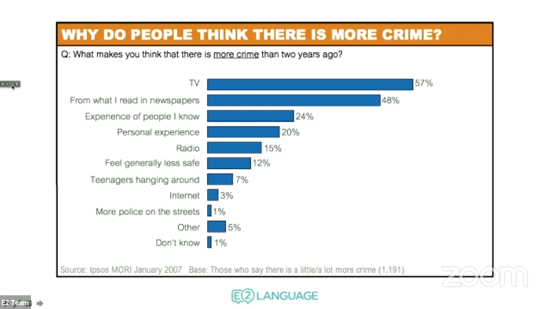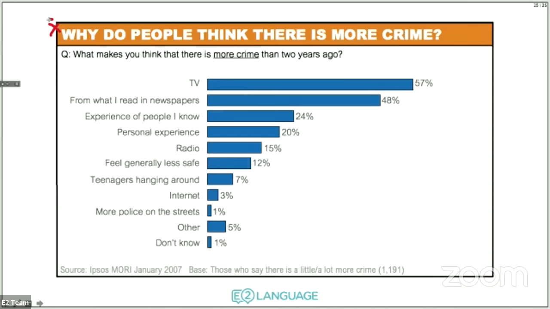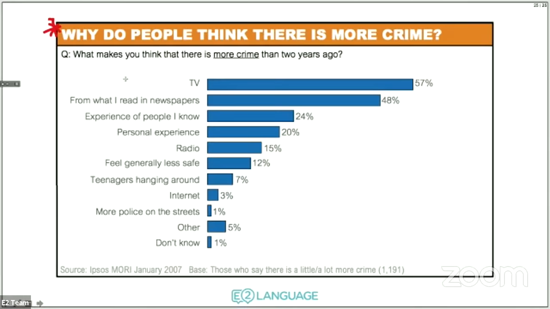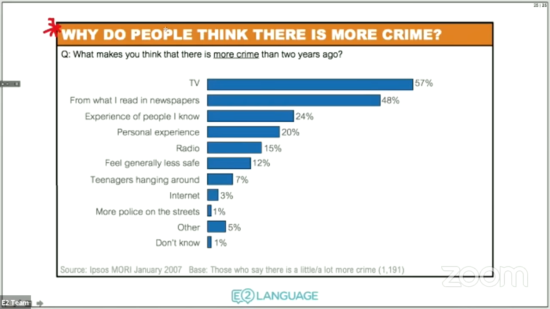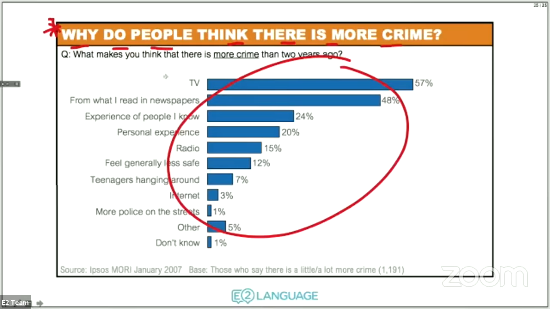Cool. One of the things that you would have noticed is that the title, you can't just read that title because this bar graph represents why do people think there is more crime. No, you can't do that. So oftentimes in PTE Describe Image, you have to rearrange the title so it makes grammatical sense. So instead of saying, this bar graph represents why do people think there is more crime, which doesn't make sense, you'll say, this bar graph represents the reason why people think there is more crime.